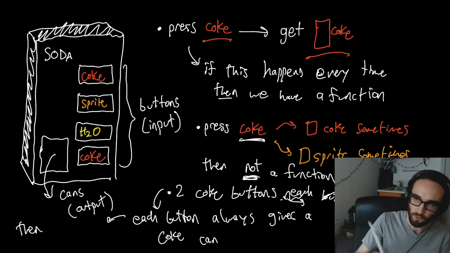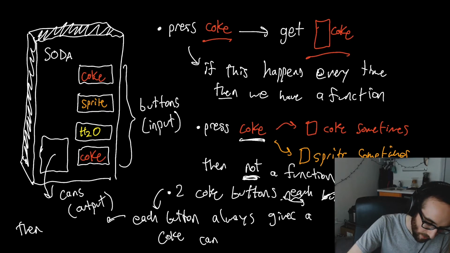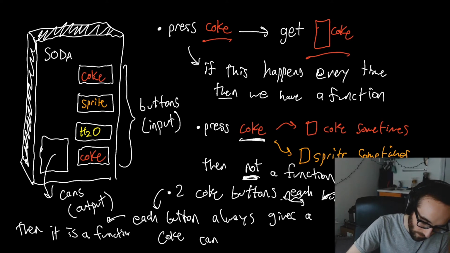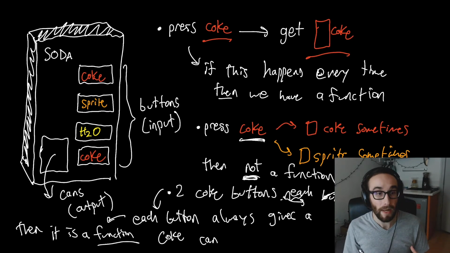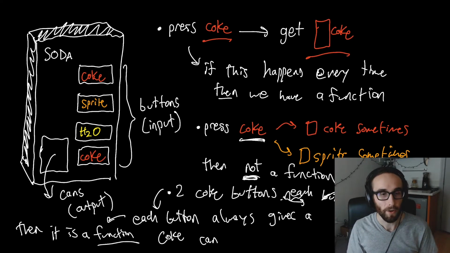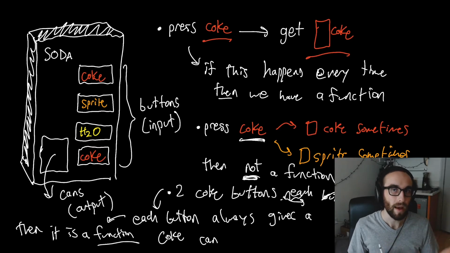Then, kind of drifting off down to the left here, we have a function. Then it is a function. So it's okay if we have two different buttons that give us the same Coke, or the same type of can. In other words, it's okay if there are two inputs that result in the same output. We just need to watch out and make sure that for one input, there aren't two outputs.